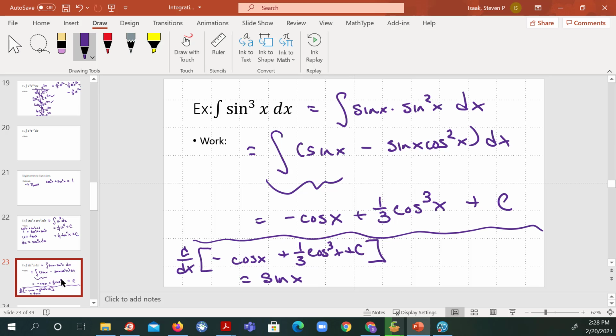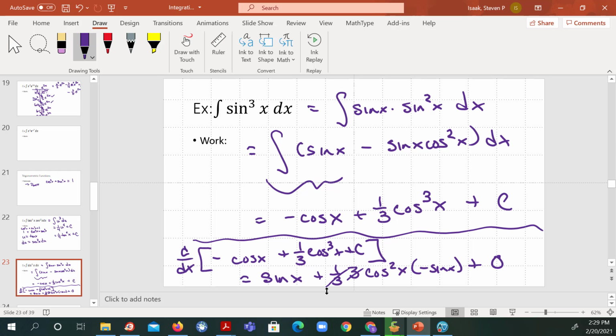That checks. Plus, I'm going to use the chain rule. The 3 comes down. Cosine squared x times minus sine x plus nothing. This simplifies out, and we are left with this. So we did it correctly.